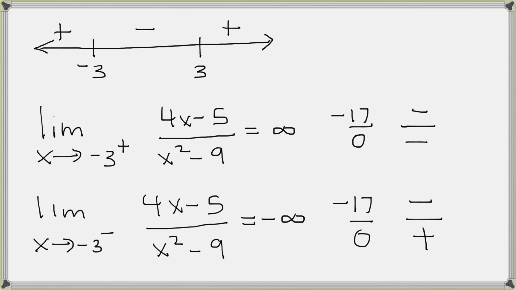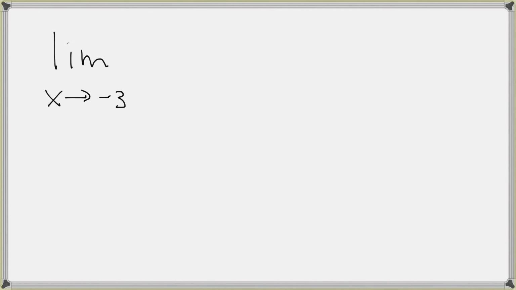Okay, so now I know both of the one-sided limits. That lets me calculate the two-sided limit. Okay, and that was the original problem that I wanted: the limit as x goes to negative 3, not the left limit or the right limit, but the two-sided limit.